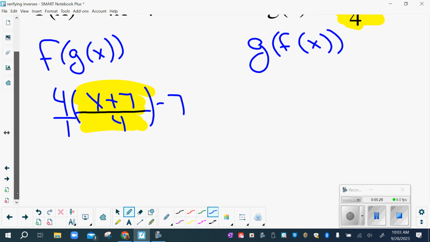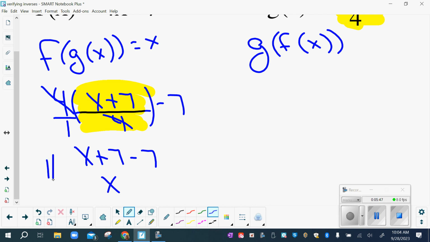Do you guys see anything that could happen with those 4s? They're going to cancel. Those cancel. They're gone. So look what I have. x plus 7 minus 7. Well, what is x plus 7 minus 7? It's x. That's what I wanted. I wanted to make this dude be x at the end. And you know what? Big happy face. A little big happy face because it makes me happy.